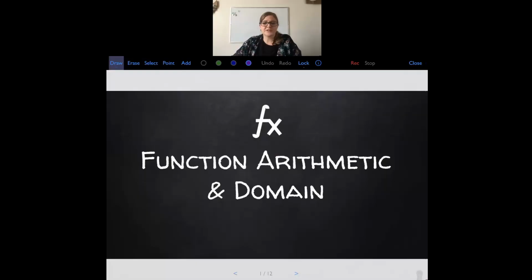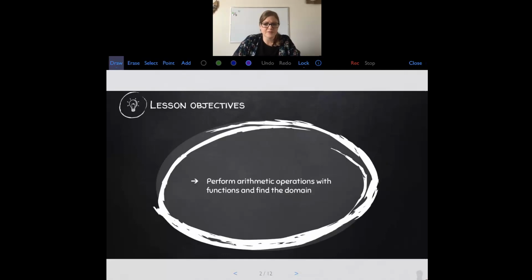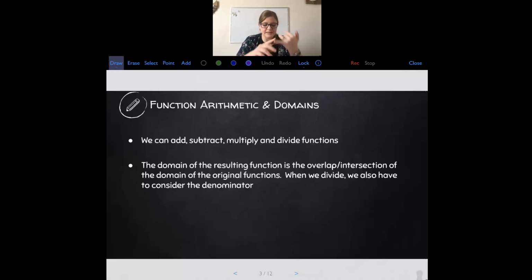In this lesson, we are going to go over function arithmetic and domain. So what we're going to do is perform arithmetic operations with functions and then find the domain of the resulting function. Okay, so with functions, we can add, subtract, multiply, and divide functions.